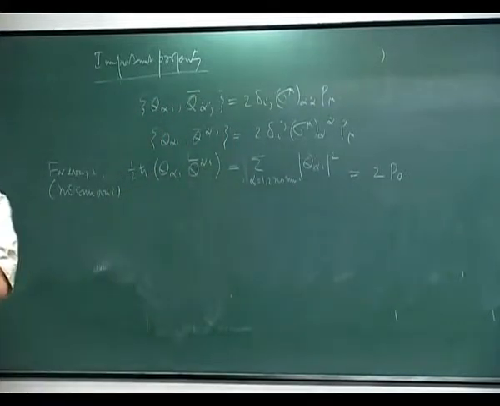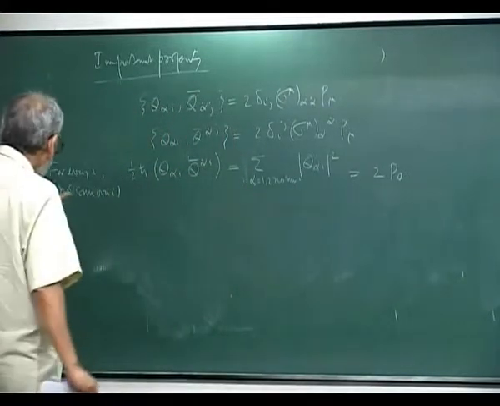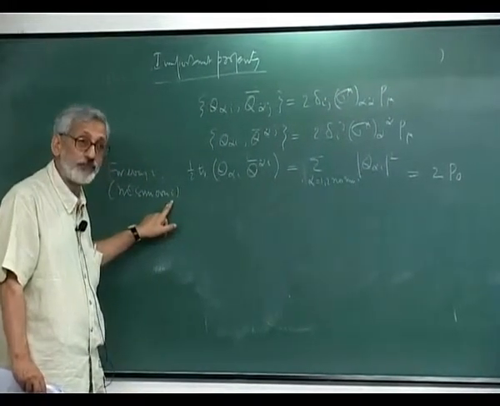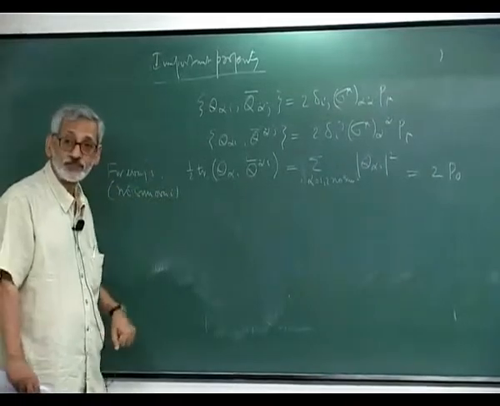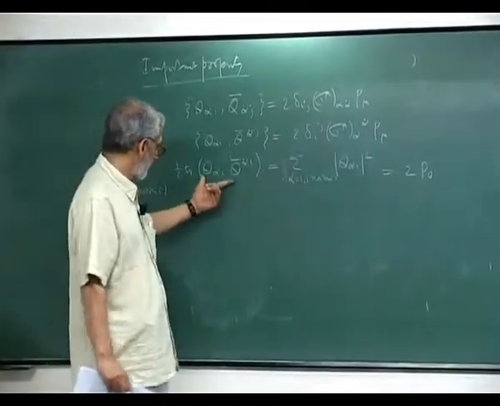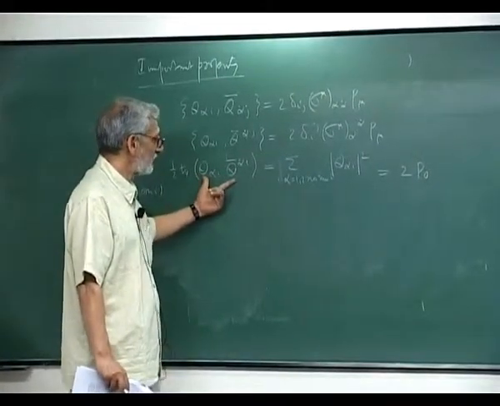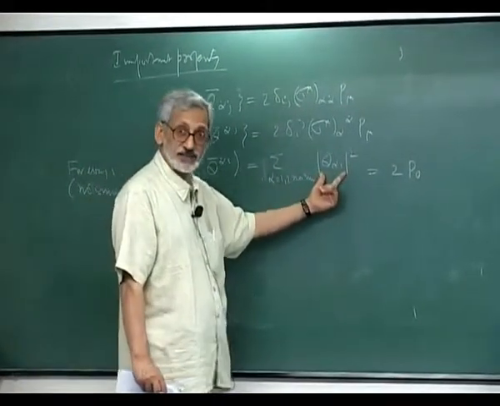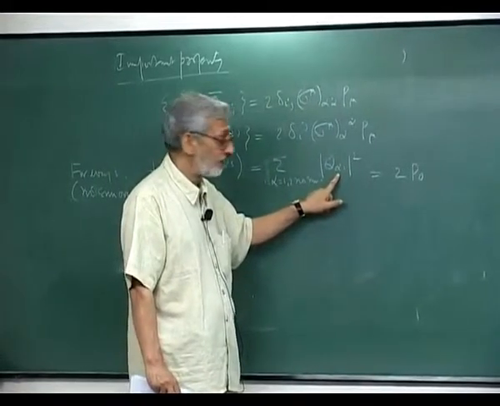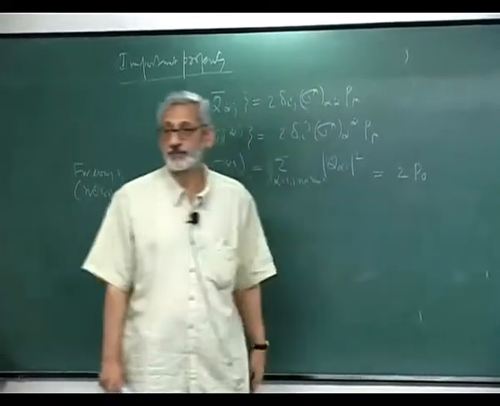It's clear what one has done? For every I, this is true. For every I, the trace of this object, which is the mod square here, summed over alpha, is twice P naught.